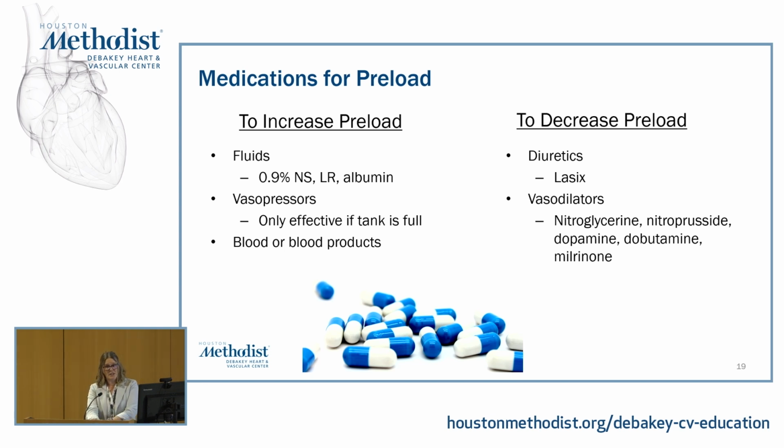To decrease preload, meaning you have too much volume in your ventricles, you need either Lasix or vasodilators. Or diuretics, I should say, or vasodilators. Typically, we would give Lasix. Vasodilators would be nitroglycerin, Nipride, dopamine, dobutamine, or milrinone.